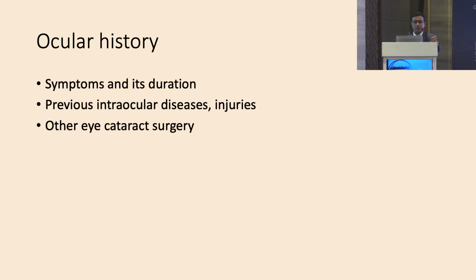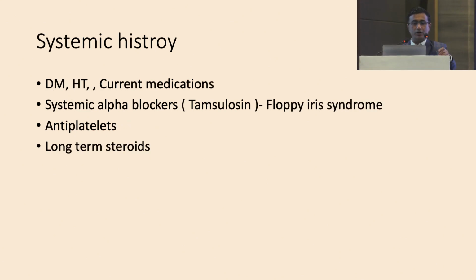Previous intraocular diseases, injuries, and other eye cataract surgery need to be known so that you can modify the intraocular lens power accordingly. The systemic history, in the form of diabetes mellitus, hypertension, and current medications, is important, particularly in those patients who are taking alpha blockers. They may have floppy iris syndrome during the surgery. If the patients are on antiplatelet agents, they need not be stopped nowadays because we are performing clear corneal incisions. But you must know whether they are on antiplatelets or not, and whether they are on long-term steroids or not.